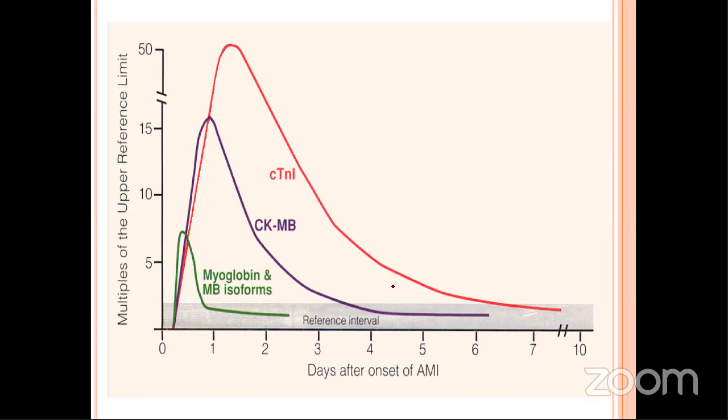If you see here, myoglobin is the earliest marker to rise and the earliest to fall. Next in line is the CKMB. And if you see here, cardiac troponins appear late and they are the last to disappear. Okay?